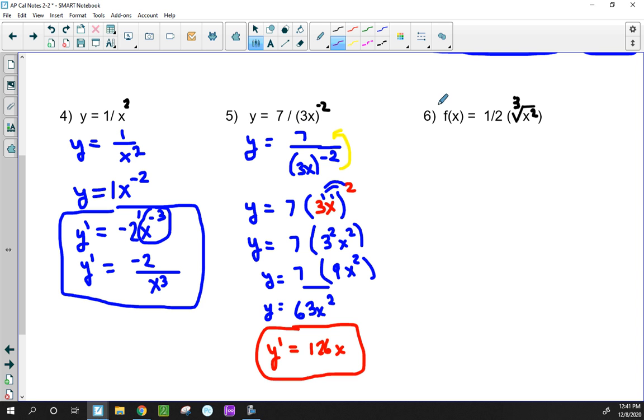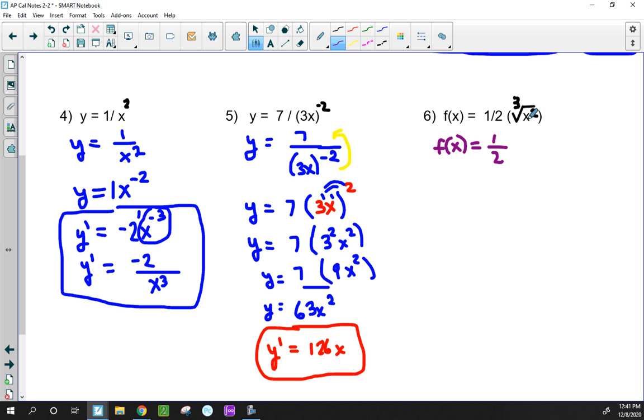Okay, next is number 6. We got f of x equals 1/2 times the cube root of x to the second. Again, it's so much better when you see radicals to change them over to fraction powers. So I'm going to do that now. I dropped my 1/2 down.